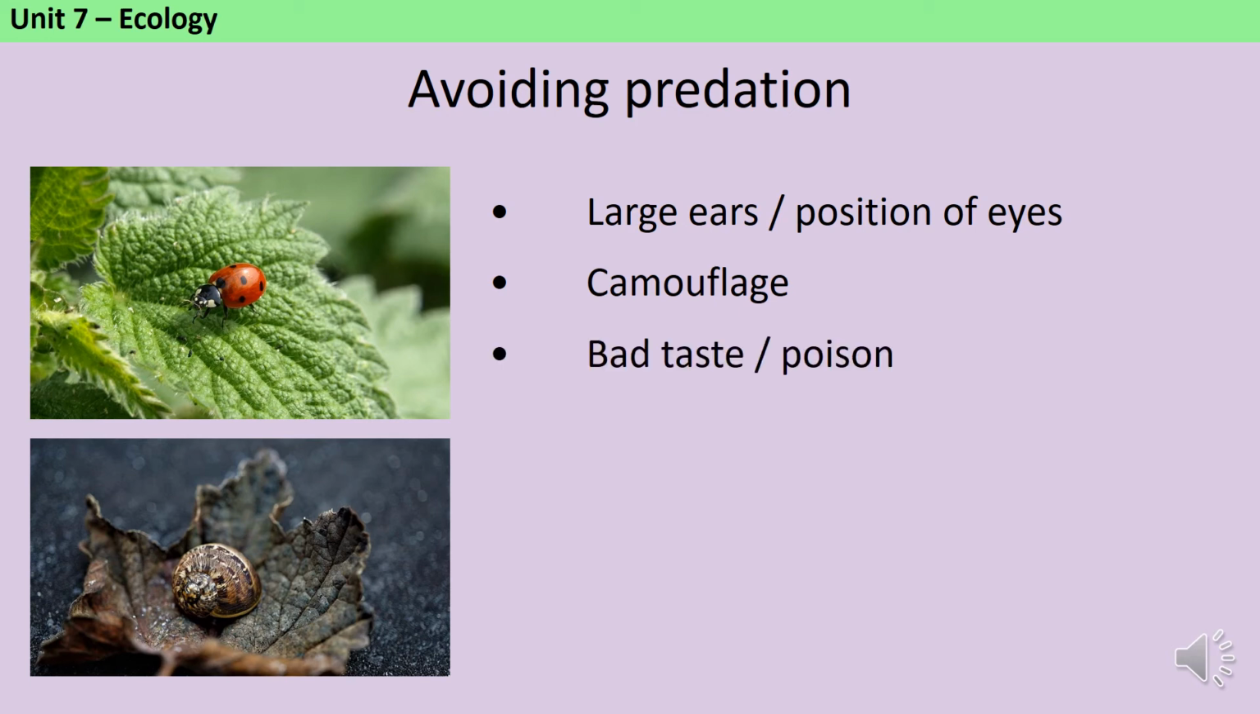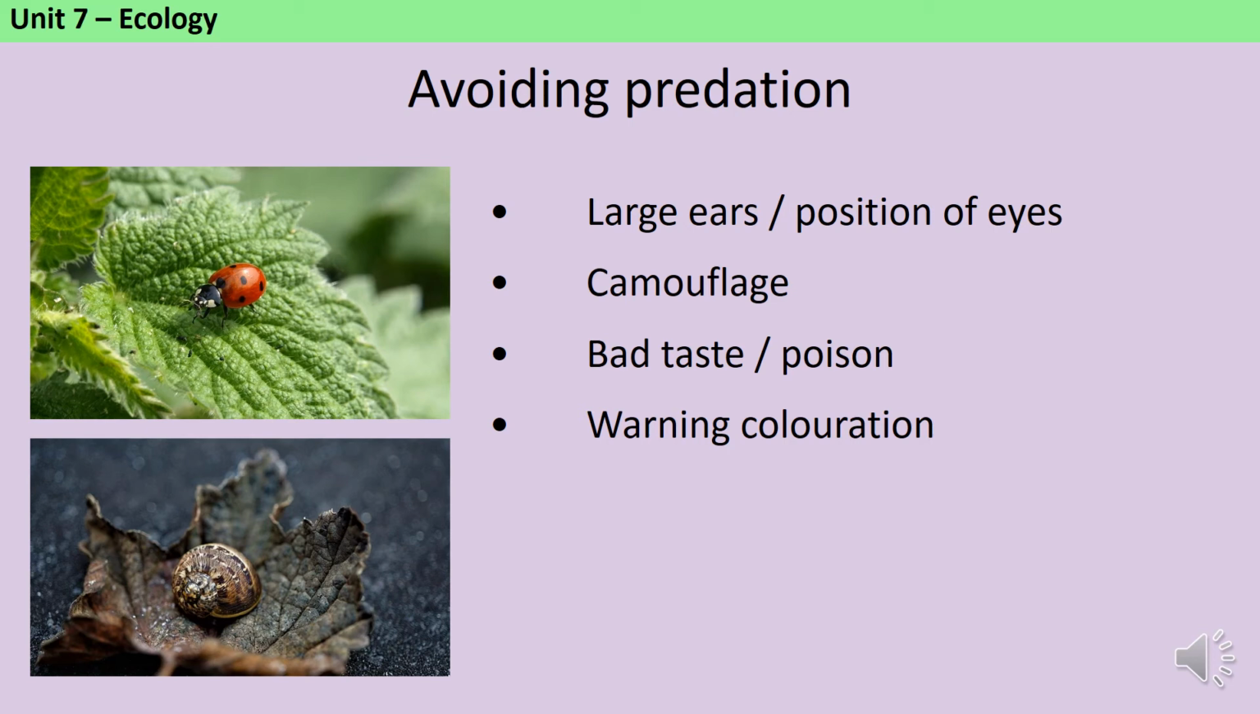If the predator does catch you, it's a great idea if you either taste bad or are poisonous. If you're lucky, the predator might spit you out, and even if you're unlucky, they're unlikely to eat another one of your species again. So, looking at the whole population, it's a good idea to have evolved to taste bad. If you do taste bad or you are poisonous, it's a really good idea if you have warning coloration, like this ladybird here.